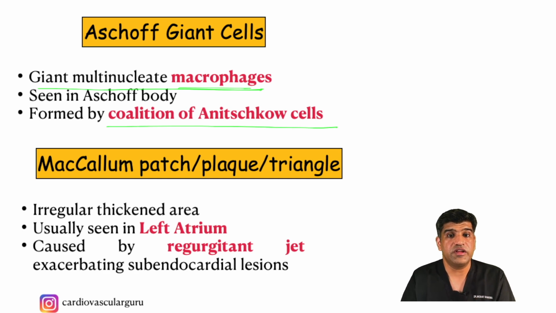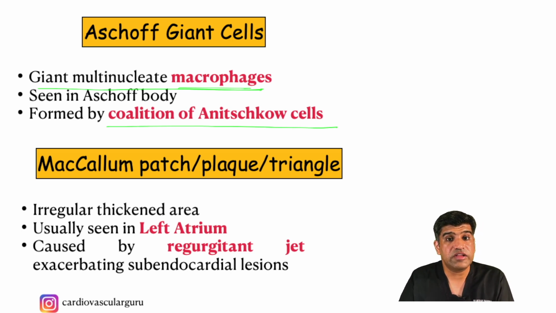So the Aschoff body is a bigger thing in which we have Aschoff giant cells, we have fibrillar necrosis, we have Anitschkow cells. Now, what are McCallum patches or McCallum plaque or the McCallum triangle?